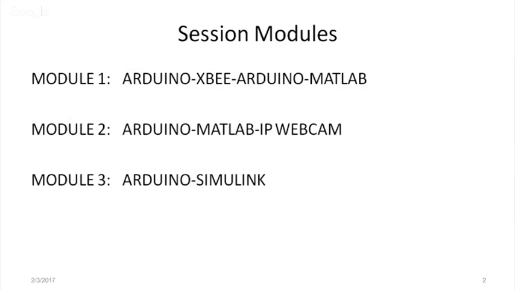I start the session. In the present session, we will introduce three modules. I basically divided this into three modules. In module number one, we will introduce Arduino communication with ZigBee and also with MATLAB. In module number two, we will see how we do MATLAB interfacing with the IP webcam to your Arduino board.